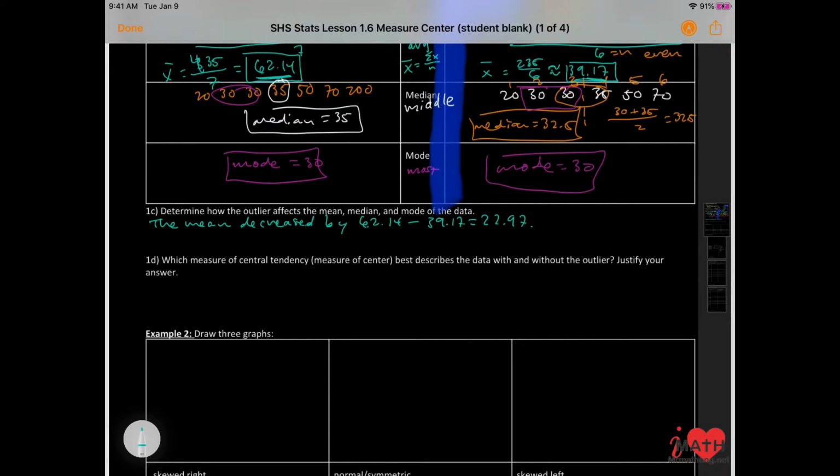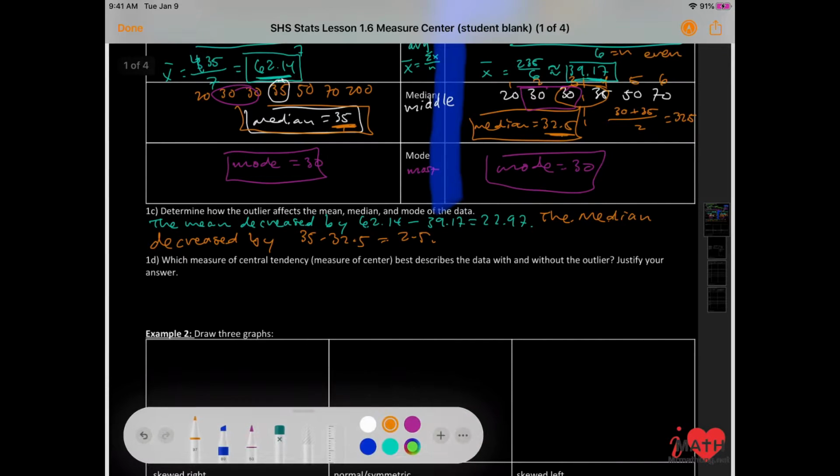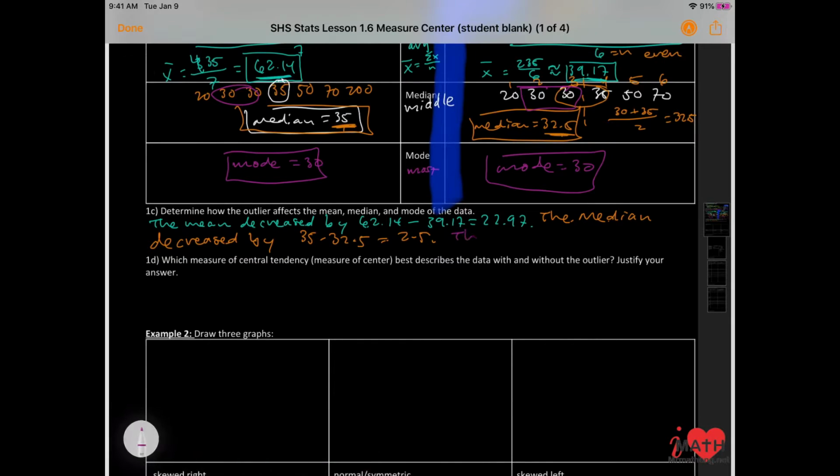Okay, let's talk about the orange now. What happens when you go from 35 to 32.5? The median also what? Decreased by 35 minus 32.5 gives us 2.5. And then how about the mode? The mode did not change. Okay?